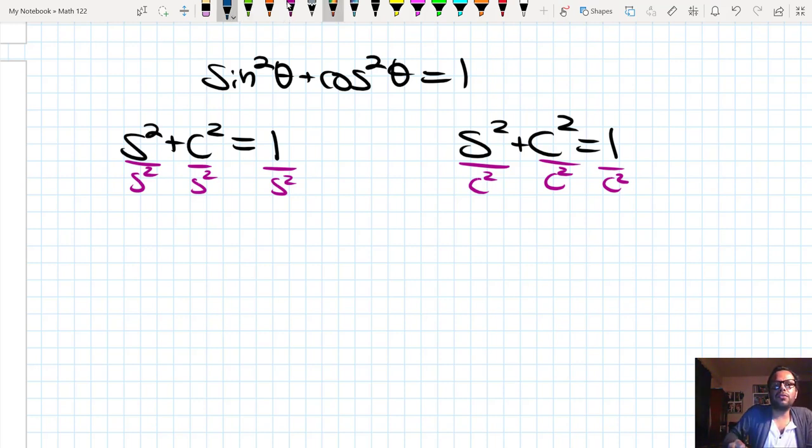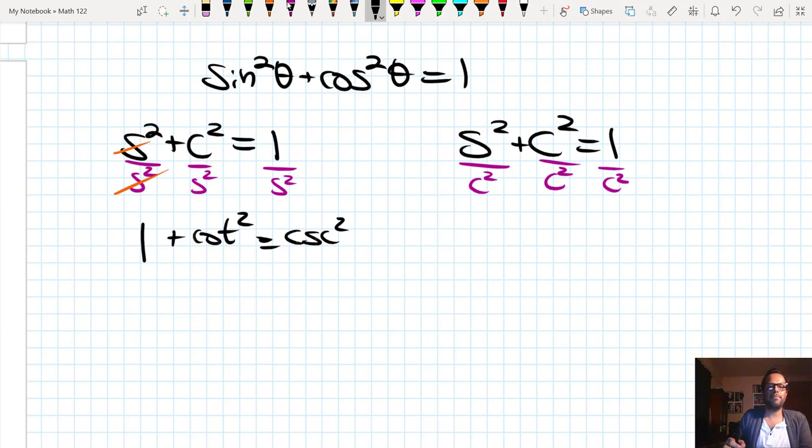Sine squared over sine squared, aren't they going to cancel to give us a 1? And then cosine squared over sine squared. What is cosine over sine? Isn't that cotangent? And what is 1 over sine squared? Isn't that cosecant squared?